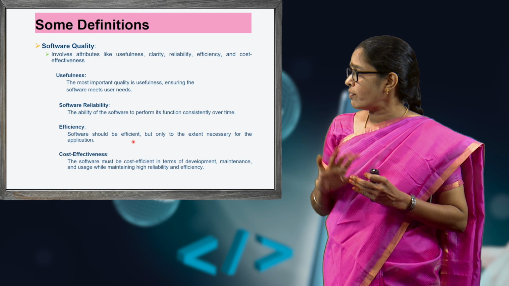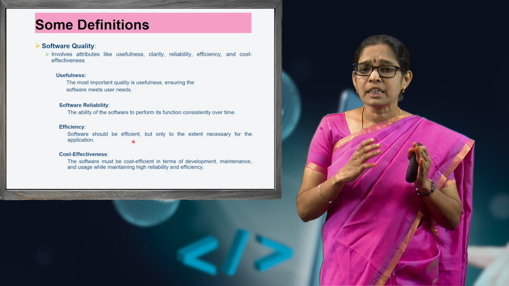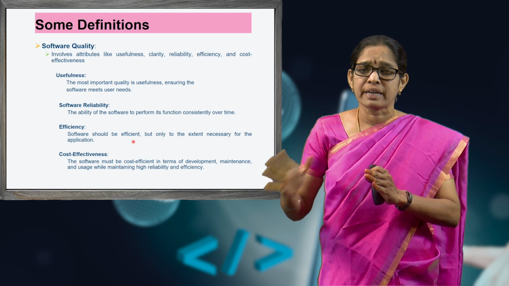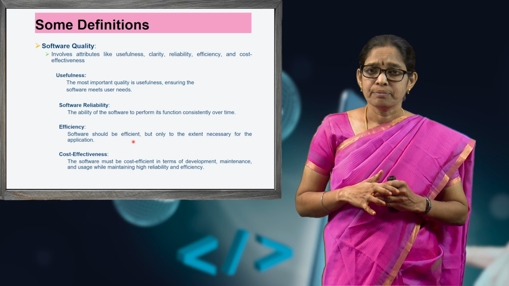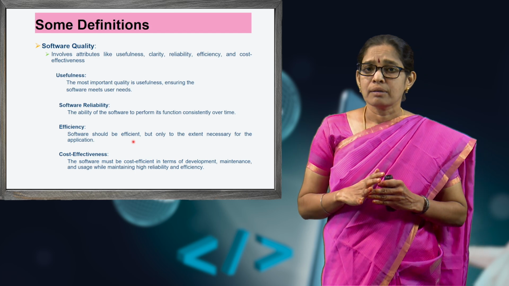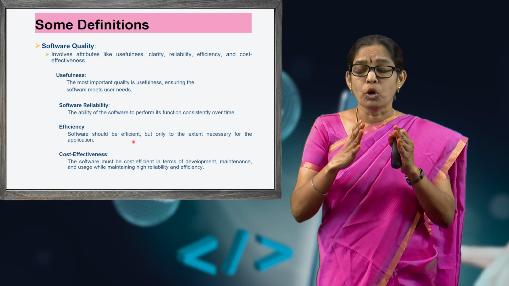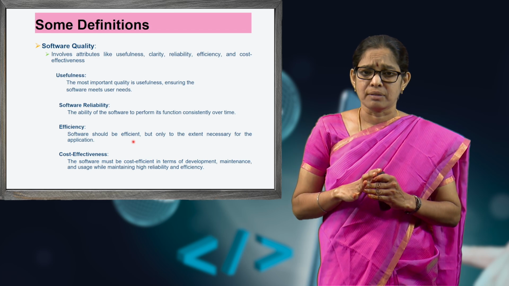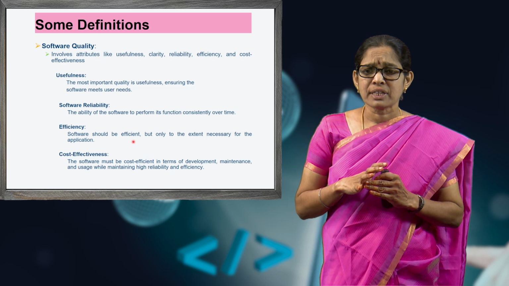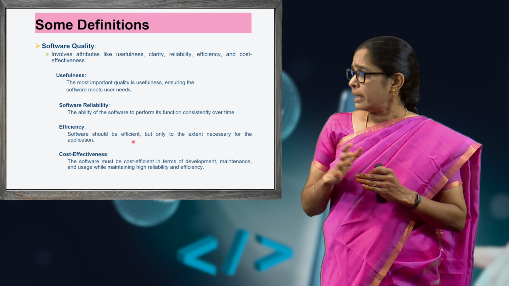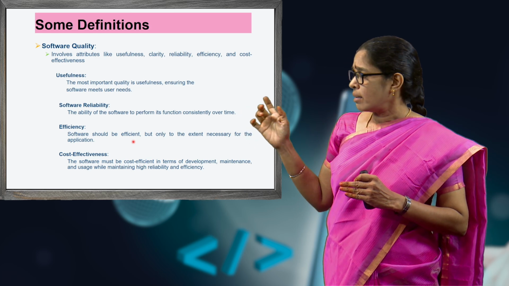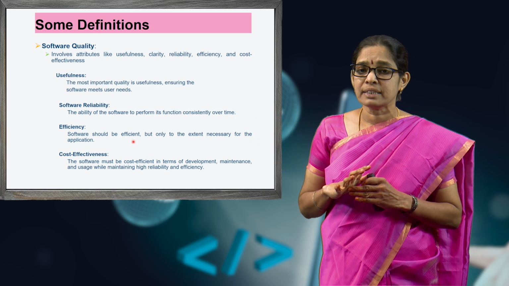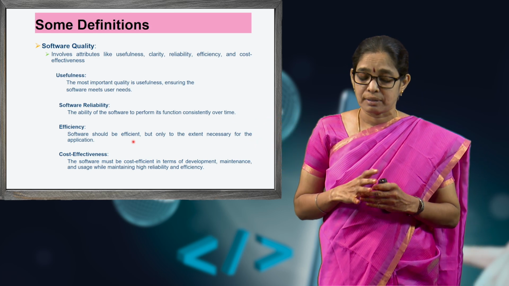Then software reliability, the ability to perform the software functions perfectly on time, that is software reliability. Then efficiency, it is efficient only to the extent necessary for the application, that is efficiency. Then cost effectiveness, it must be considered in terms of development, maintenance and usage while maintaining high quality, high reliability and efficiency.